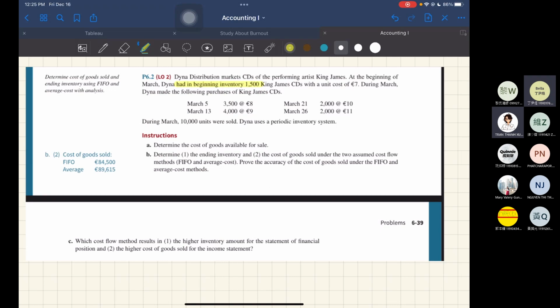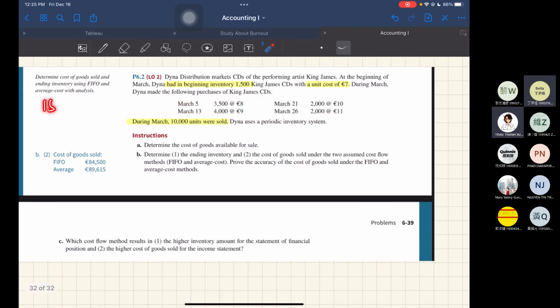Okay, beginning inventory 1,500 units, unit cost €7. During March, 10,000 was sold. Those are purchases. So in the beginning there were 1,500, but then they need to sum up to 3,500.